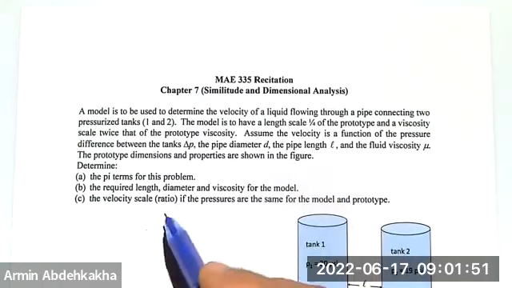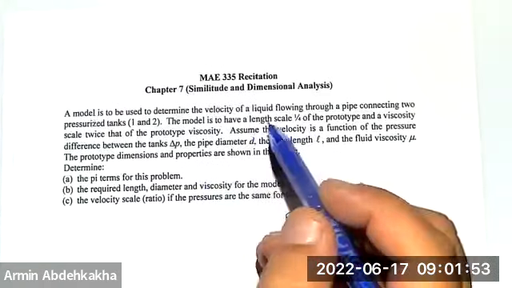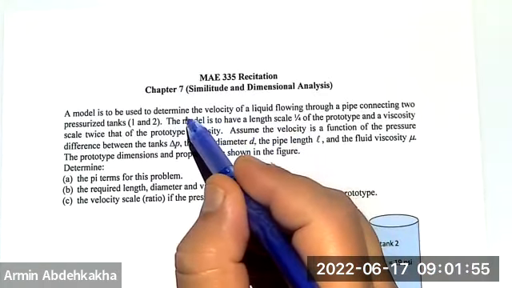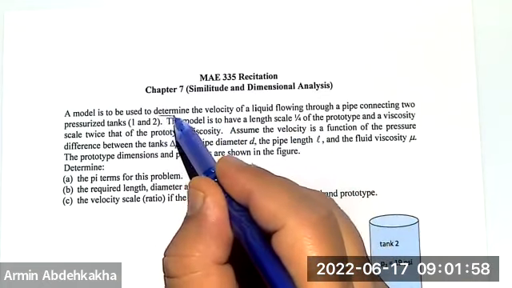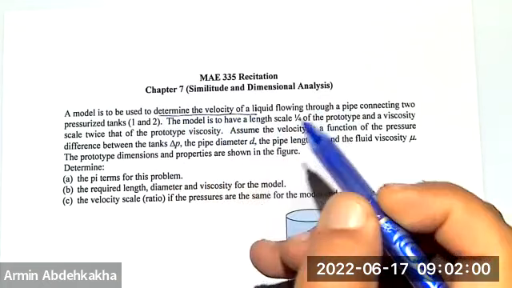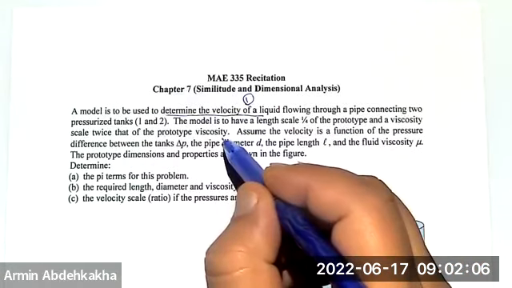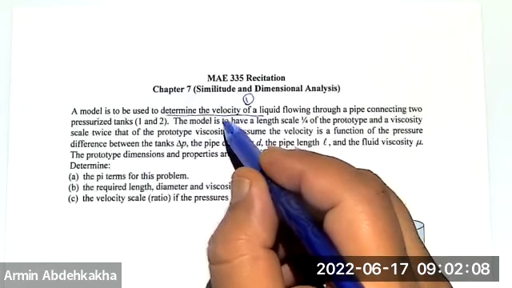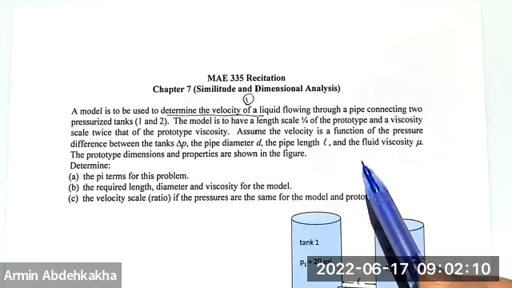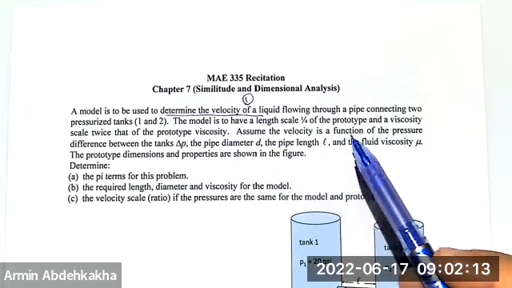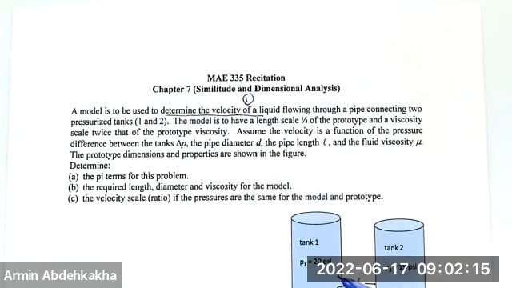The model is to be used to determine the velocity of a liquid. Okay, determine the velocity of liquid. When you have this determination of a term or variable, it means that this is going to be your dependent value, right? It will help you later in finding and selecting the variables.